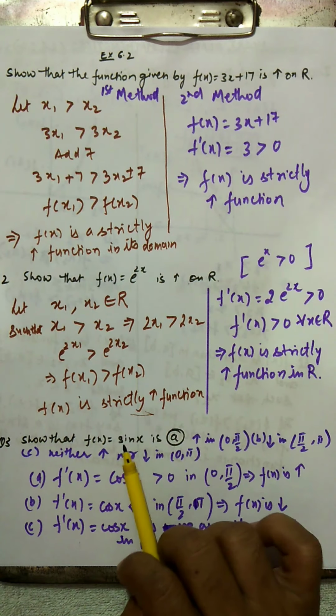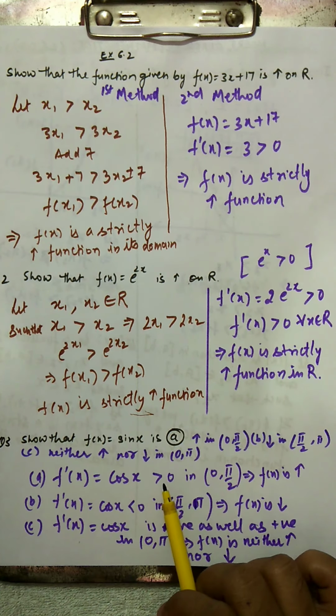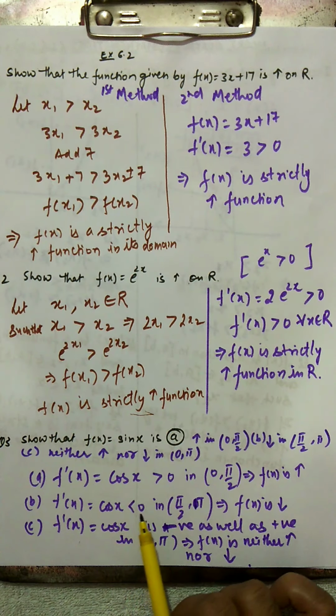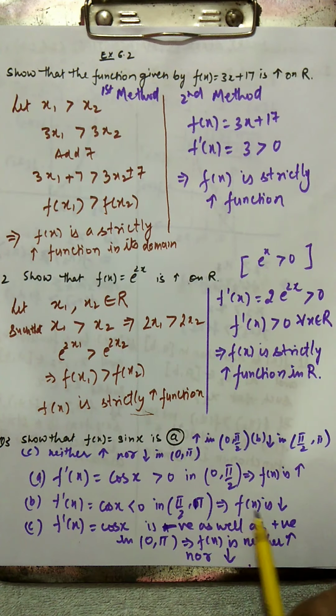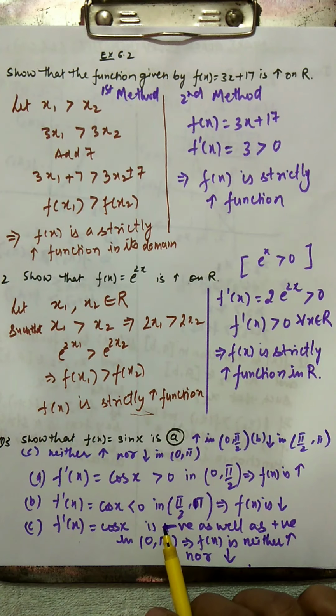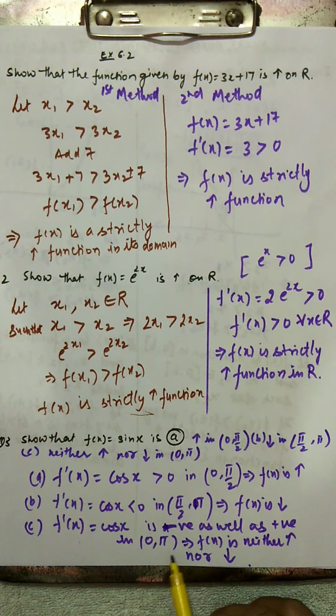So I'm just going to explain this once again. First you find the derivative of sin x. The derivative of sin x is cos x, and you can see cos x is always positive in (0, pi/2). We are taking this open interval (0, pi/2). So it implies that f(x) is increasing, and if f'(x) = cos x is less than 0 in the next interval, then f(x) is a decreasing function, and these are strictly increasing and strictly decreasing. And f'(x) is cos x, and it is positive as well as negative in (0, pi), because this is the combination of the first and second quadrant. So f(x) is neither increasing nor decreasing.